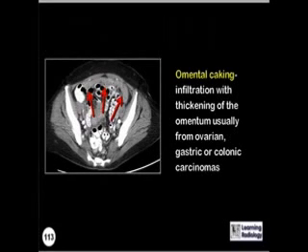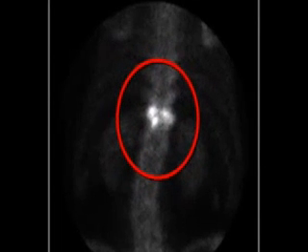This is omental caking, infiltration and thickening of the omentum, usually from an ovarian carcinoma, but also from gastric or colonic carcinomas as well. What is the descriptive term given to this appearance?